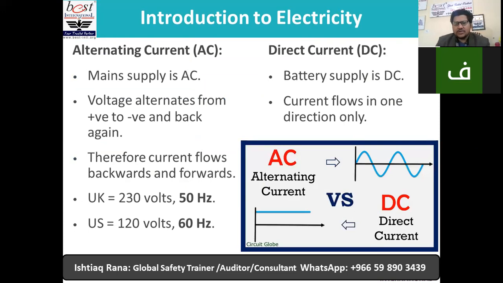This diagram I added from my side shows AC, alternating current, and DC, direct current. Alternating current is the main supply. The voltage alternates from positive to negative and back again, so the current flows backwards and forwards. For example, in the UK it is 230 volts, 50 hertz, or 120 volts, 60 hertz in the USA.